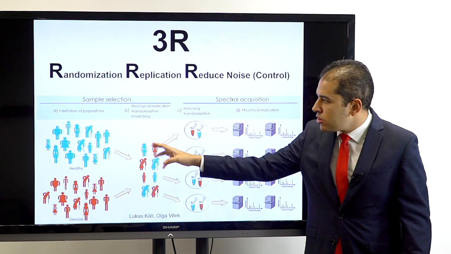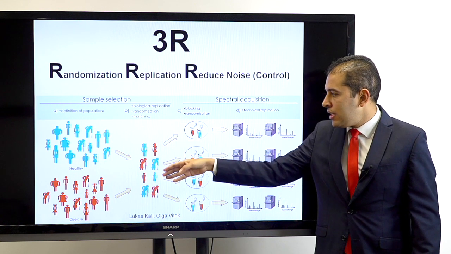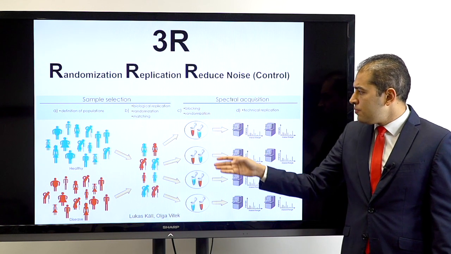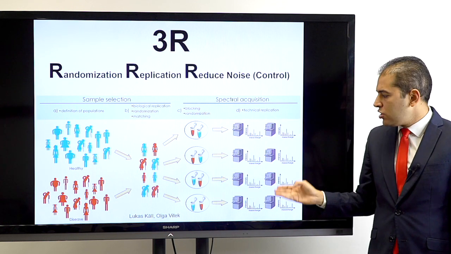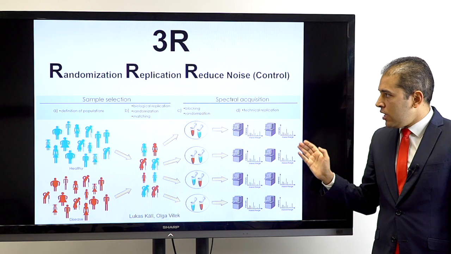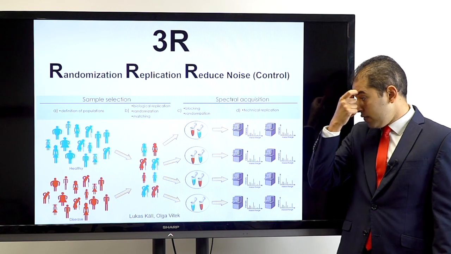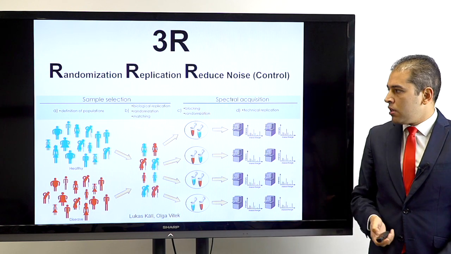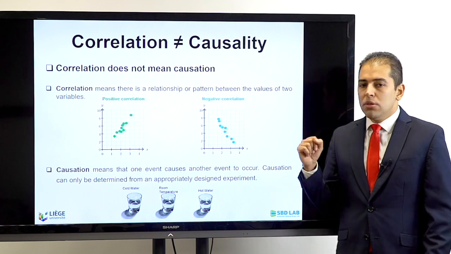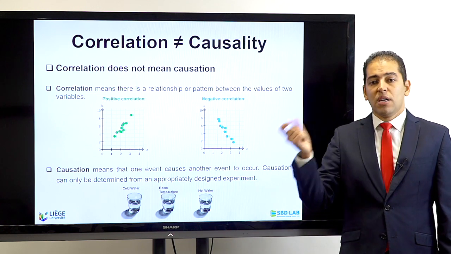So we can see the first step is the definition of the population. Then I can have randomization and matching. Then I can conduct my experiment and do technical replication. And if I have replication with randomization and there is control or reduction of noise as much as possible, I can start to calculate my confidence. Also, it's important when we talk about experimental research that not every correlation means that there is a causality.